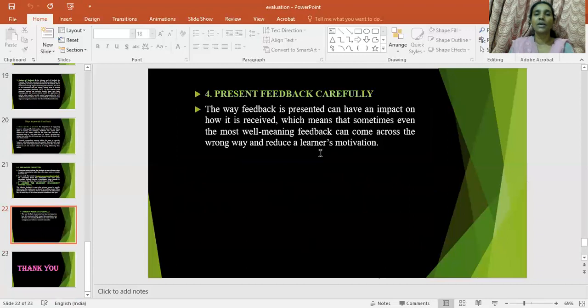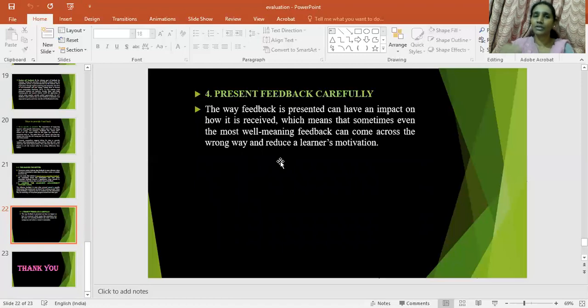And the last one is present feedback carefully. Means while giving the feedback, you have to give it very carefully. That means after giving the feedback, the student should not get hurt. So that also you have to keep in your mind, because whether the feedback is negative or positive, you have to give it in a very polite and careful manner, so that the student should not be hurt.